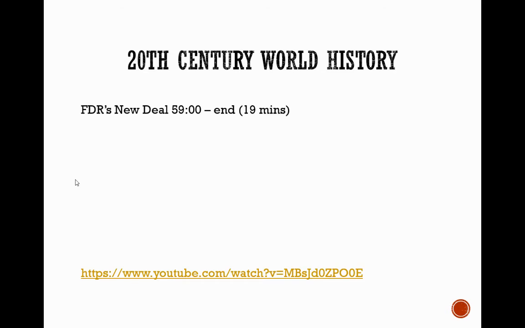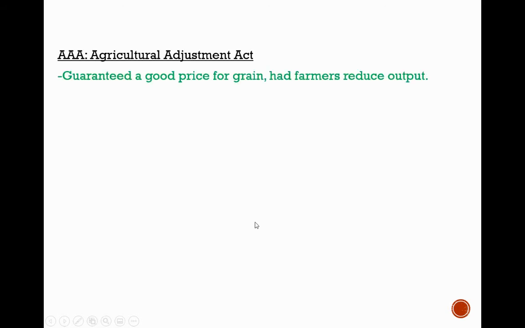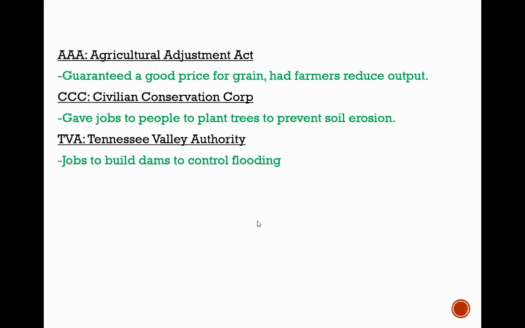Welcome back from the video. So in this video, you learned about what are called the alphabet laws, right? So you had the AAA. This guaranteed a good price for grain, and it had farmers reduce output. And then you had the CCC, and this gave jobs to people to plant trees to prevent soil erosion. You also learned about the TVA, which created jobs to build dams to control flooding.